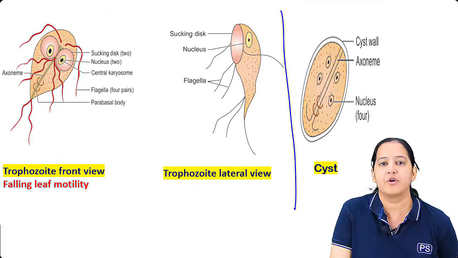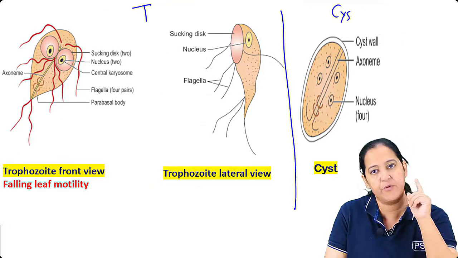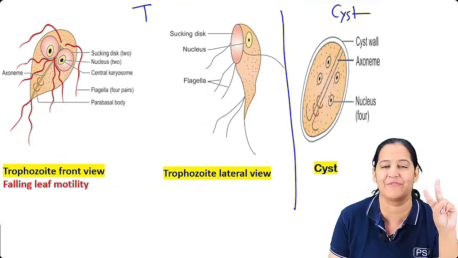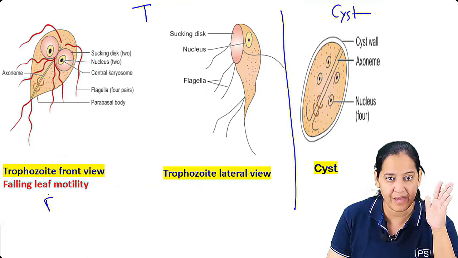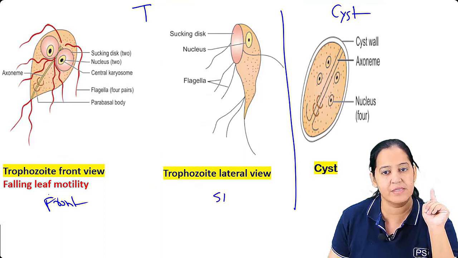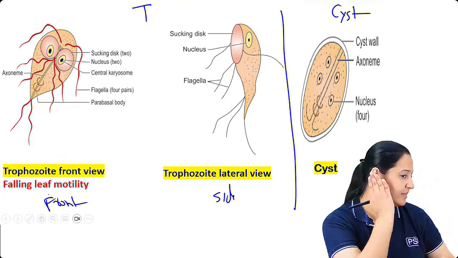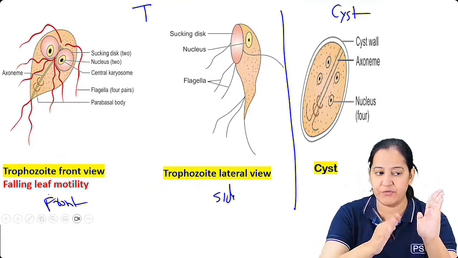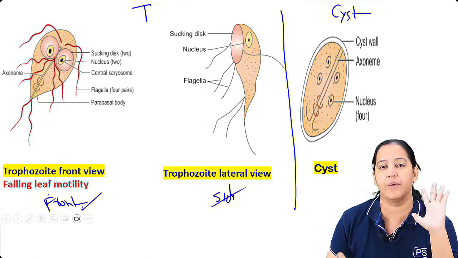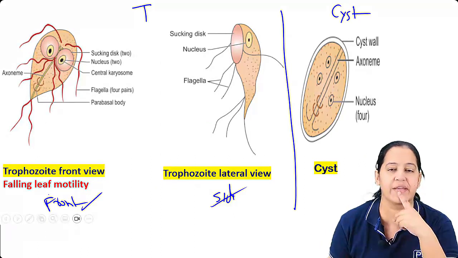So here also we have 2 forms, trophozoite and cyst. We have trophozoite. It is the same trophozoite, not two different trophozoites. This is front view, and this is side view. This is the same trophozoite. This is my front, this is side. In the same way, this is the front view of the trophozoite, and this is the side view. It is the same trophozoite. It is not two different trophozoites.